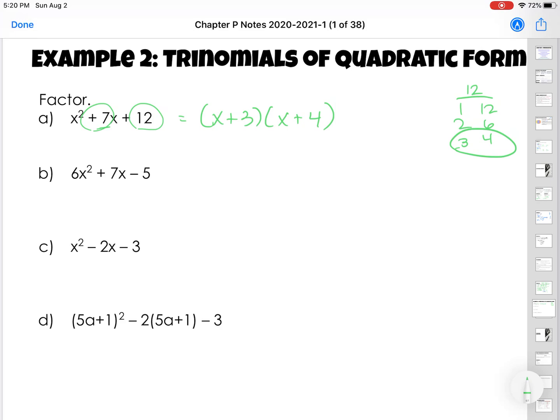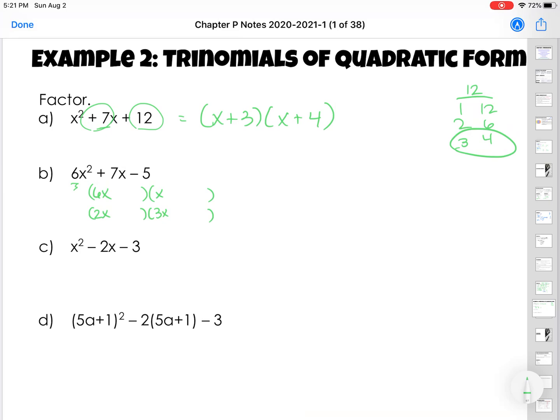We can do something similar in B, but the problem here is that's not going to cut it because of the 6. There are many options. Some people will use guess and test, and there is nothing wrong with that. However, it can be very time consuming, and most teachers will recommend guess and test because it gives you smaller numbers. So if you wanted to guess and test, you would say, okay, we've got that 6x squared, so maybe that's a 6x and an x, or maybe that's a 2x and a 3x. Maybe those are the ways to get 6x squared, right?